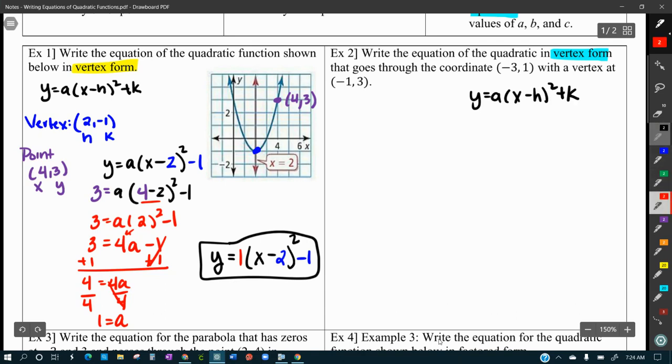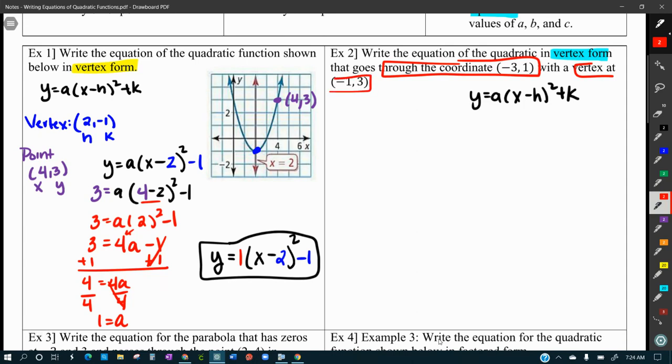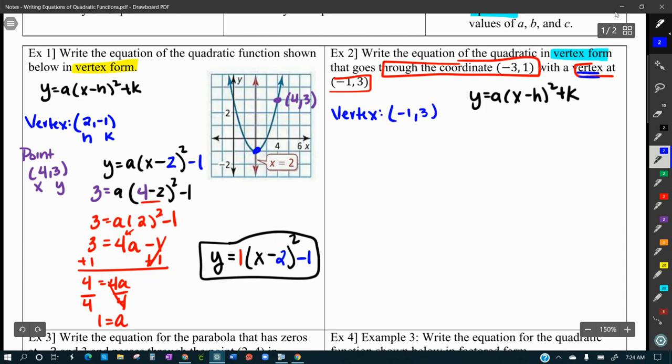That goes through the coordinate -3, 1 with a vertex at -1, 3. So this is the same idea as example 1, it's just instead of a graph, I'm giving you a description. So we need our 2 pieces. So our vertex, be careful which coordinate you label as vertex. It says the vertex is at -1, 3. So this is your h, this is your k.